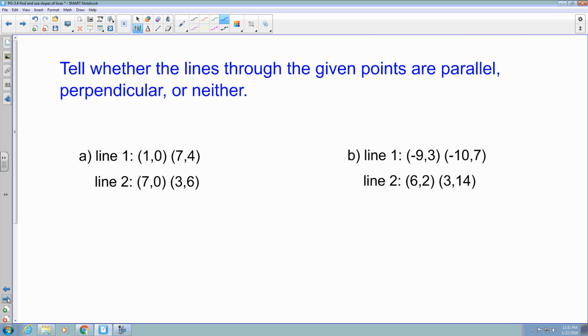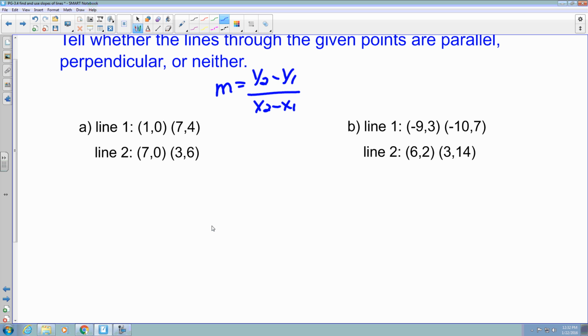Final thing to do, you're going to see this in your homework. You're going to see these on tests and quizzes. It's asking you to tell whether the lines through the given point are parallel, perpendicular, or neither. So essentially what we're going to do, we're going to use the slope formula that was given to us on the first page, that m equals y sub 2 minus y sub 1 divided by x sub 2 minus x sub 1. Solve for each line and then determine if they're the same, then it's parallel. If they're opposite reciprocals of each other, then it's perpendicular. If it's neither one of those characteristics, then it's neither.